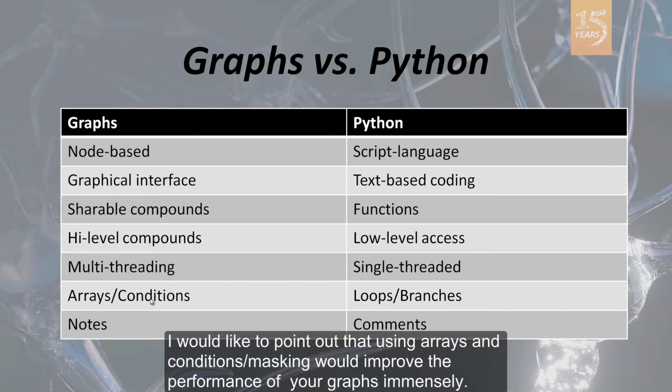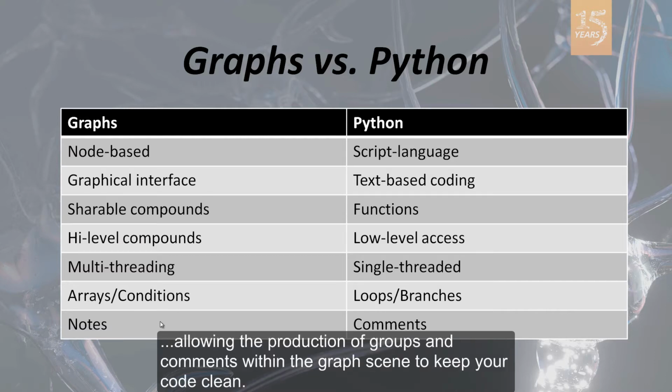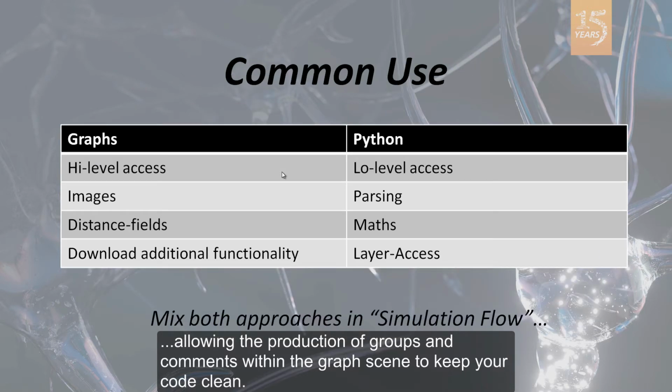Another similarity, for example, is that in Python you got comments for commenting your code, and in graphs you got some visual nodes which do basically the same, making groups and comments within the graph scene to keep your code clean.